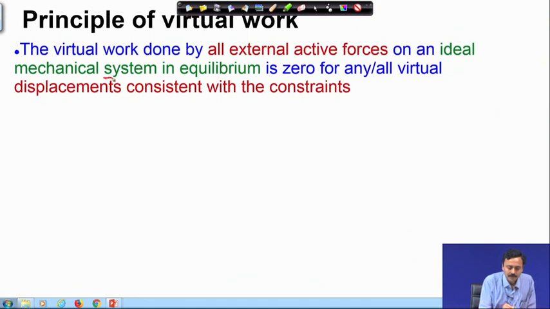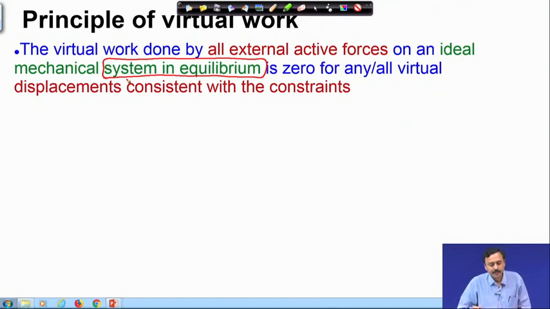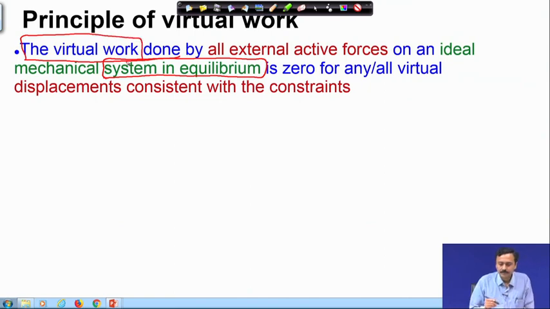First of all, the system is in equilibrium. Here by equilibrium I imply static equilibrium. The system is in static equilibrium. Secondly, here I have this concept of virtual work. And I also have this concept of virtual displacements.